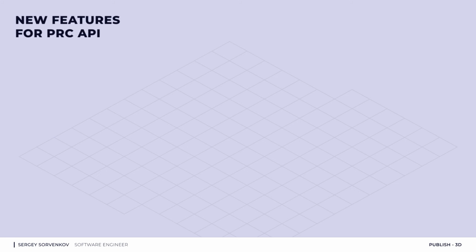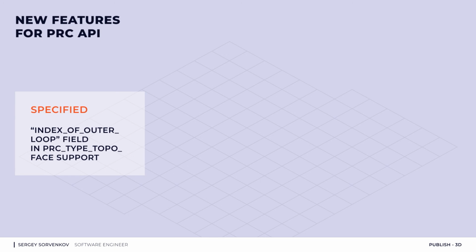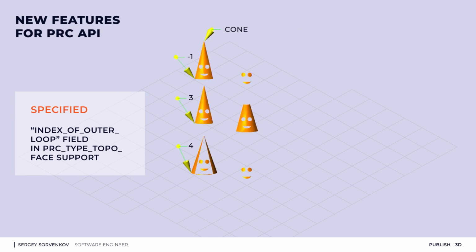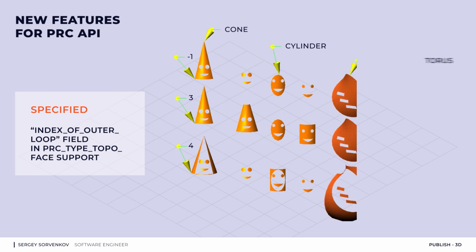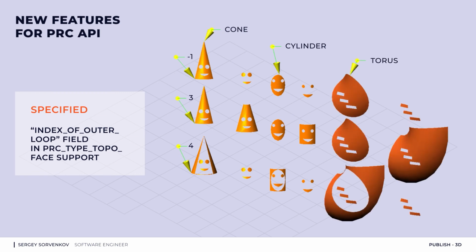The PRC type topo face has the possibility to set the number of the loop that should be drawn as outer. This way you can add an implicit loop along the boundaries of the surface, which will be outer. Now this functionality works correctly.